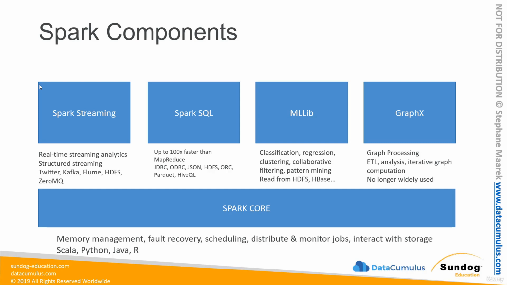On top of Spark Core are four main systems. One is Spark SQL, and this has evolved into really a fundamental piece of Spark these days. Spark SQL is a distributed query engine that provides low latency interactive queries up to 100 times faster than MapReduce. And it can support various data sources and formats like JDBC, ODBC, JSON, HDFS, ORC, Parquet, or HiveQL if you're going to be querying Hive tables.